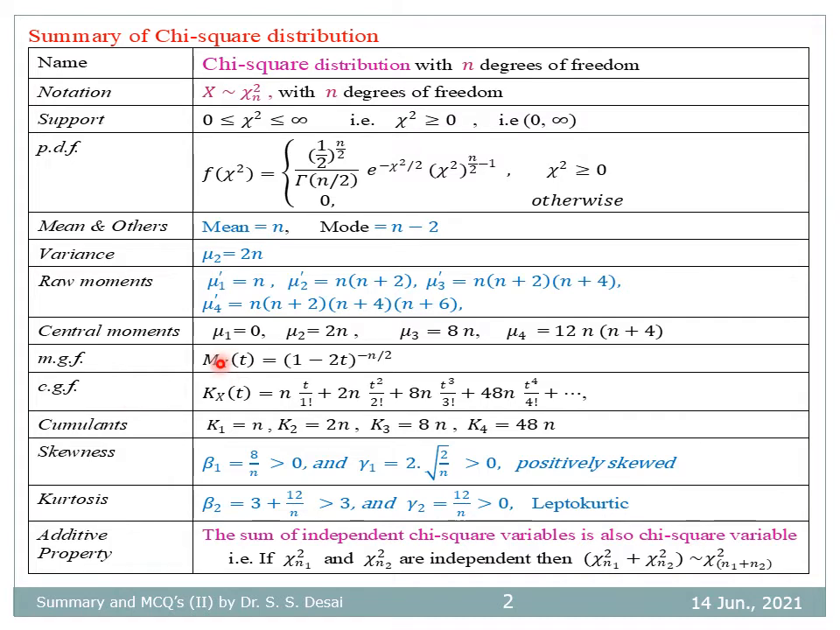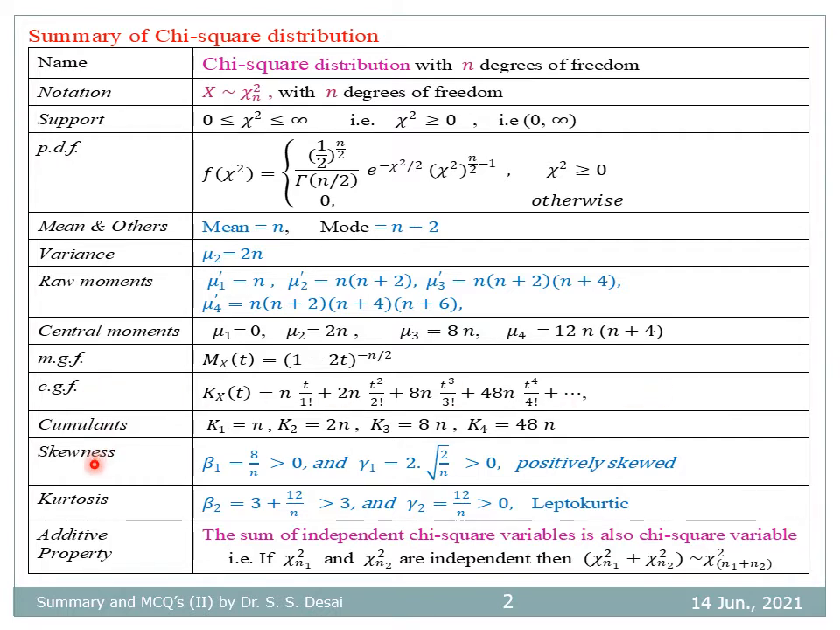Now mgf of chi-square is given by M_X(t) is equal to 1 minus 2 times t, bracket raised to minus n by 2, and cgf is given by K_X(t) is equal to n into t by 1 factorial plus 2 times n into t square by 2 factorial plus 8n into t cube divided by 3 factorial plus 48n into t raised to 4 by 4 factorial plus dash dash dash.